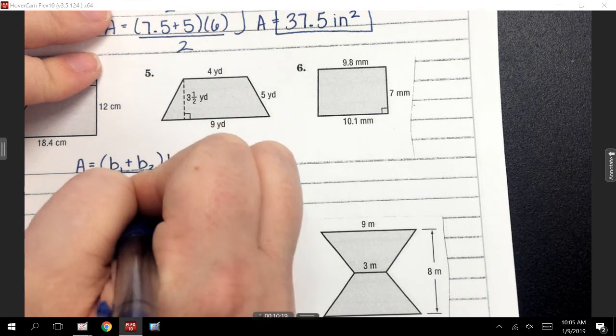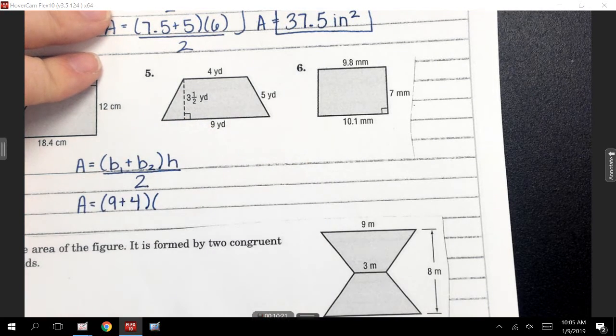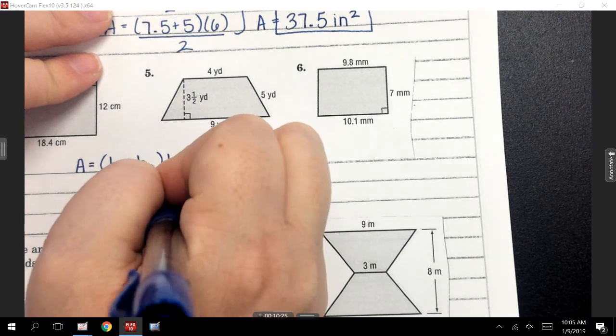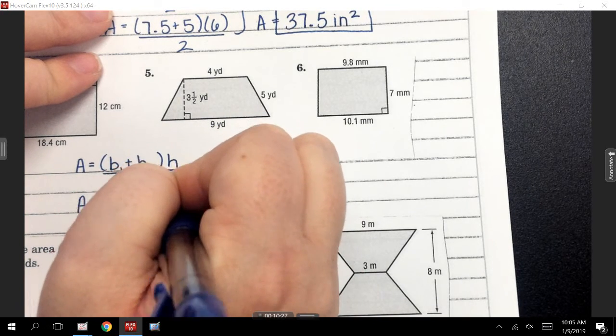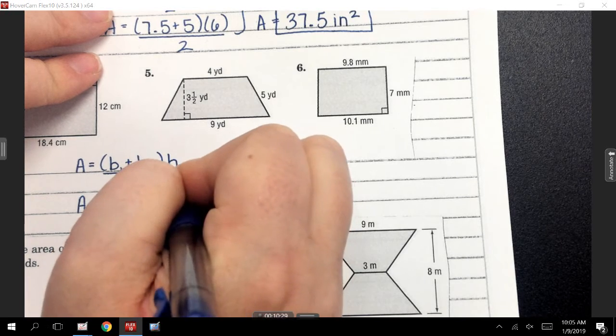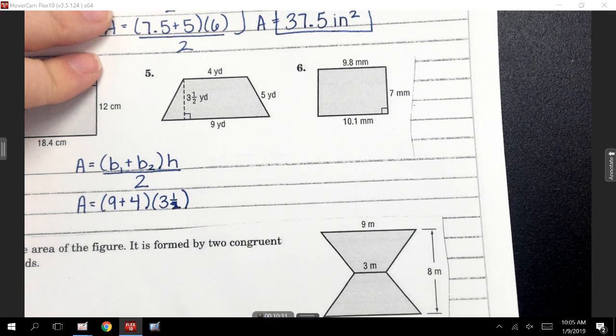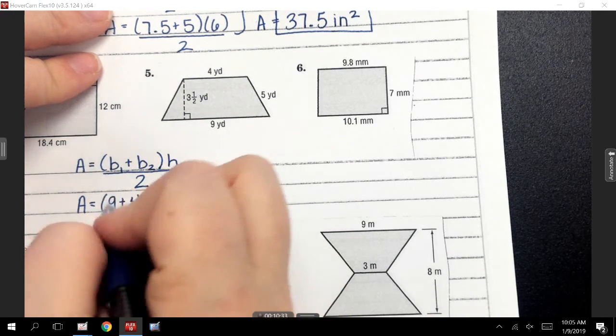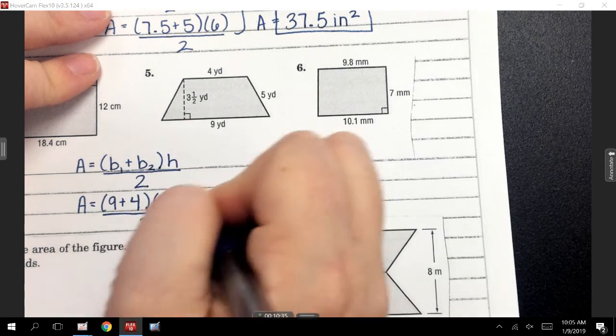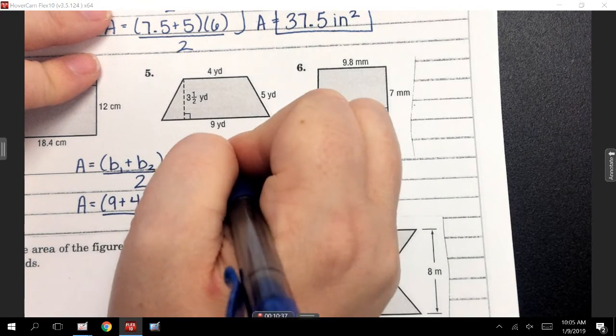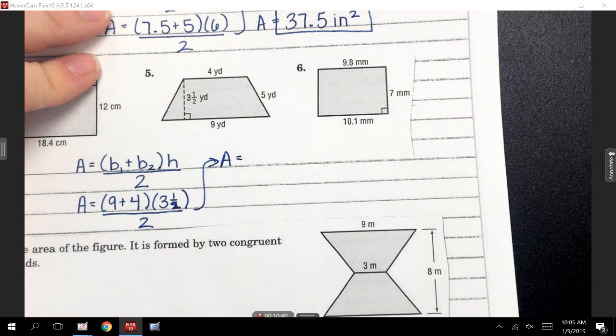9 plus 4. And what is my height for number 5 going to be? Malachi? 3.5. How did you know not to use the 5? Because it's slanted. Remember, that's like me leaning against the wall to find my height. We don't want to do that. Divided by 2. Draw my arrow to keep going. A equals. What am I going to get for my next step?